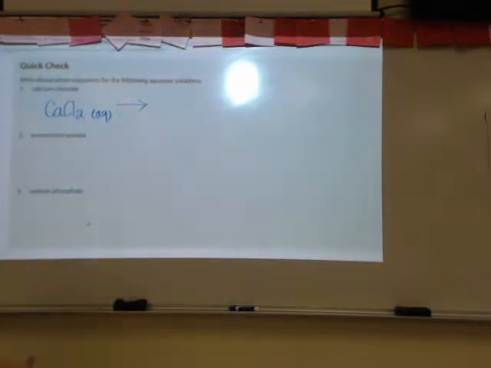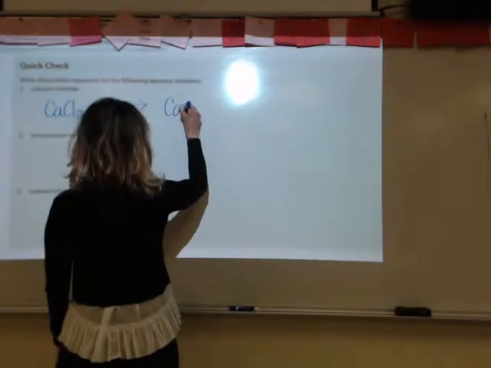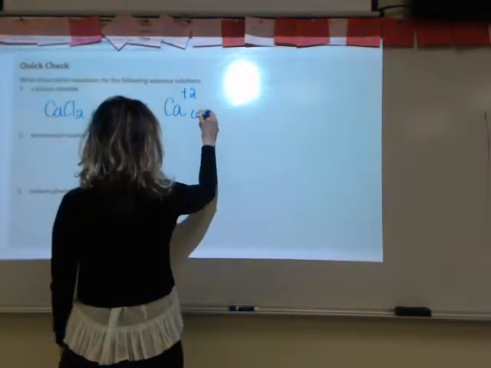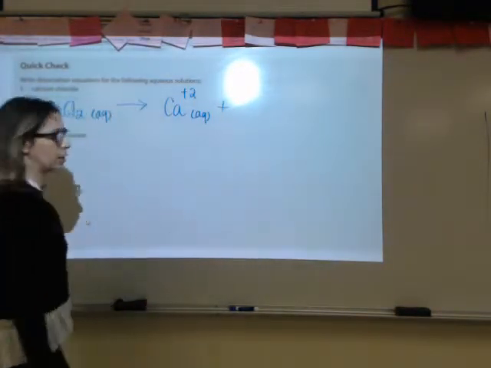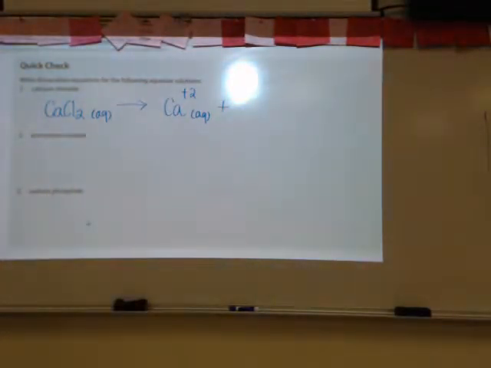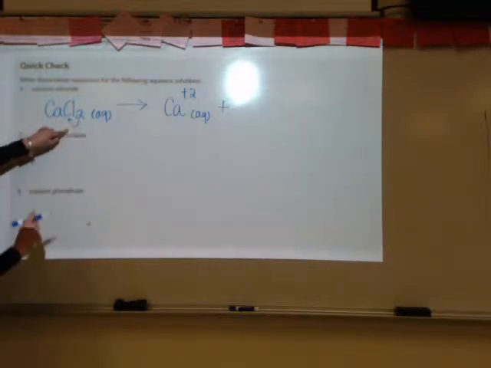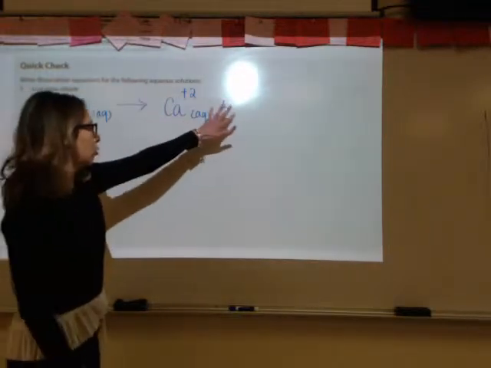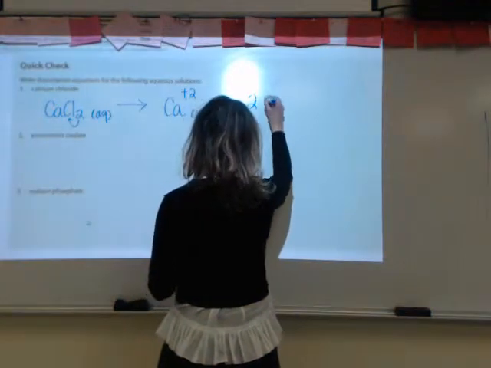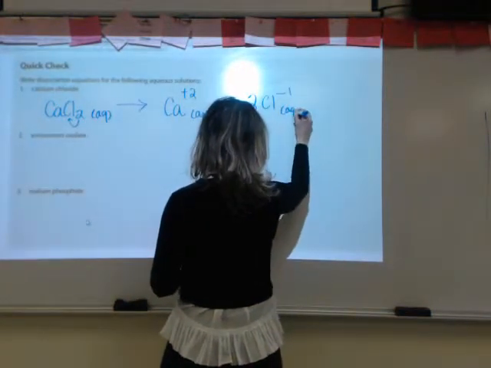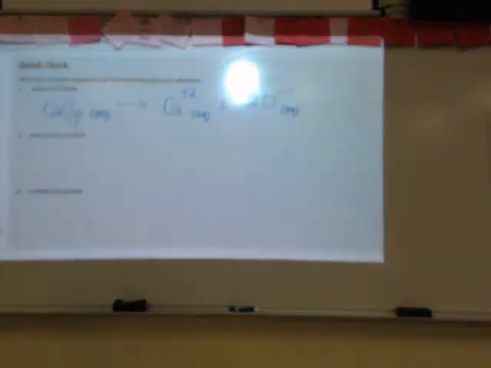What's the first one? Ca. What's the charge on it? +2. And then what else? How many chloride ions? 2, because you have a subscript 2 here. So don't forget that when you write those ions on the product side, you have 2 chloride ions. Does this make sense? Yeah.